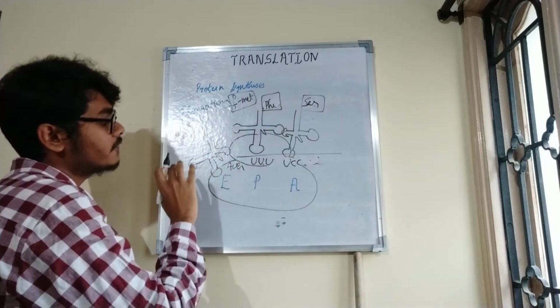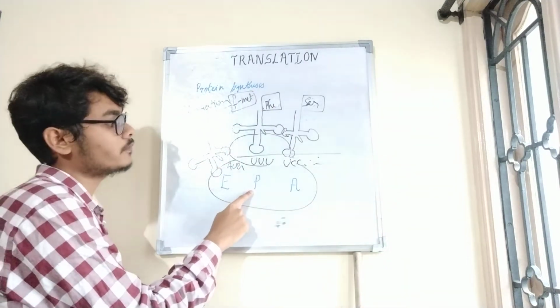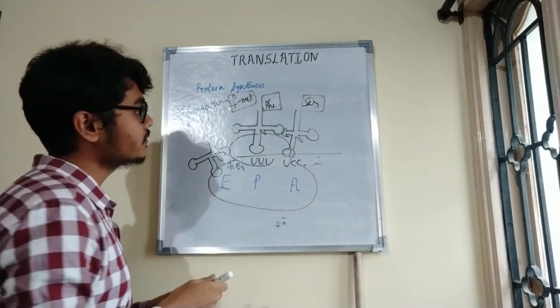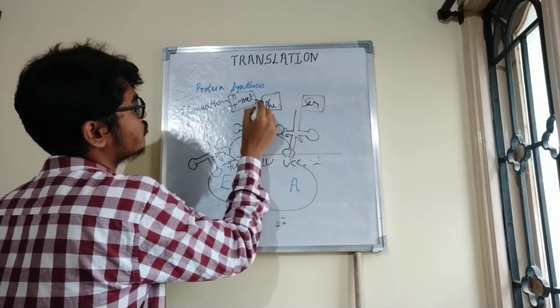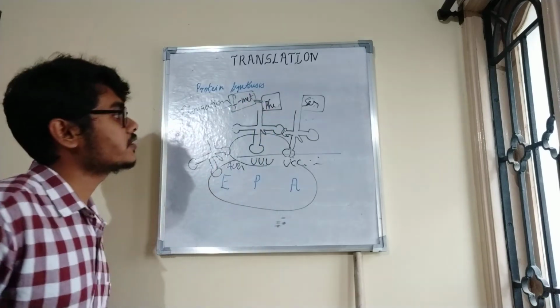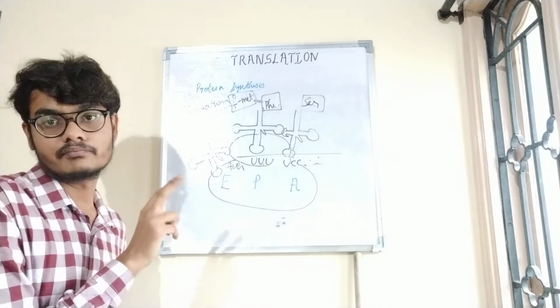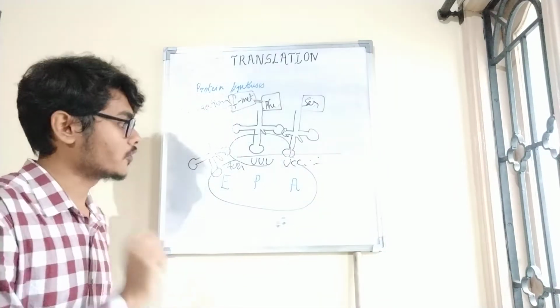So when it is moving, what happens? You know, the P site is meant for peptide bond formation. This forms a bond between these two amino acids. So formylmethionine and phenylalanine are in a peptide bond.